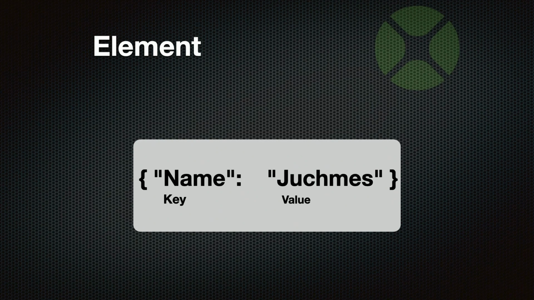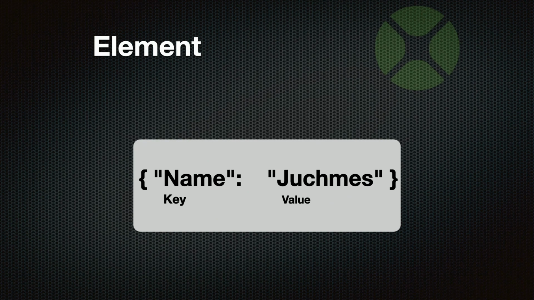And here we have the value, and this is the value, you know. The key name is always in quotes. And for the value, it depends on what type it is. In our case, it is a string, and so we need quotes.